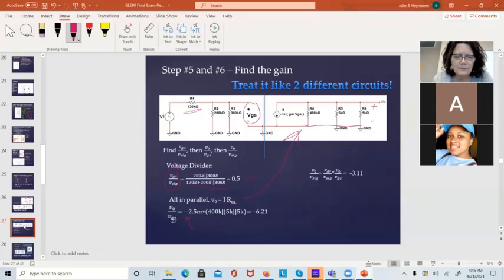I'm solving for V out, and this is V equals IR. So V out equals this current source times the parallel combination of the resistors. Then I divided by VGS and got the VGS out of the equation. Then I have negative 6.21. I multiply the two together, and I get negative 3.11.